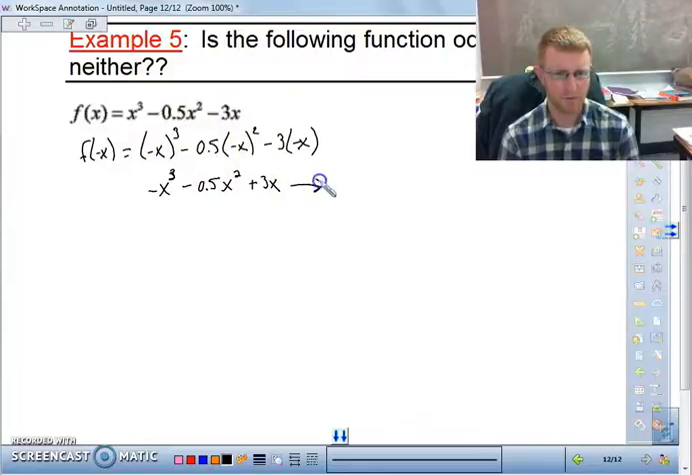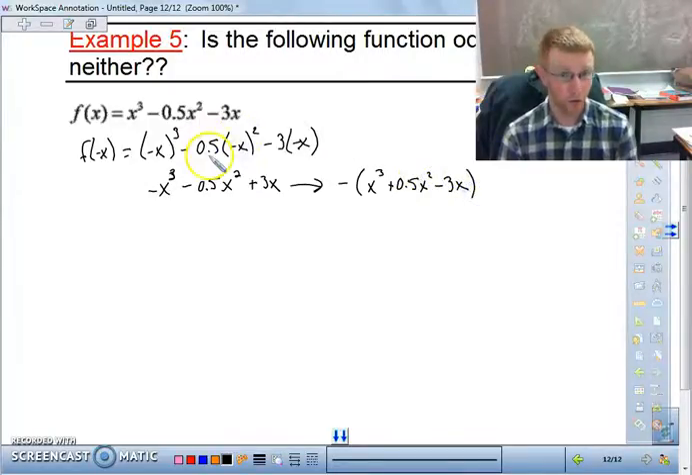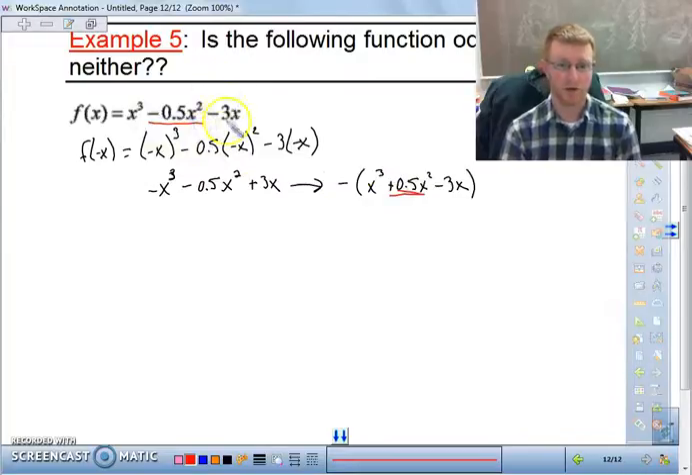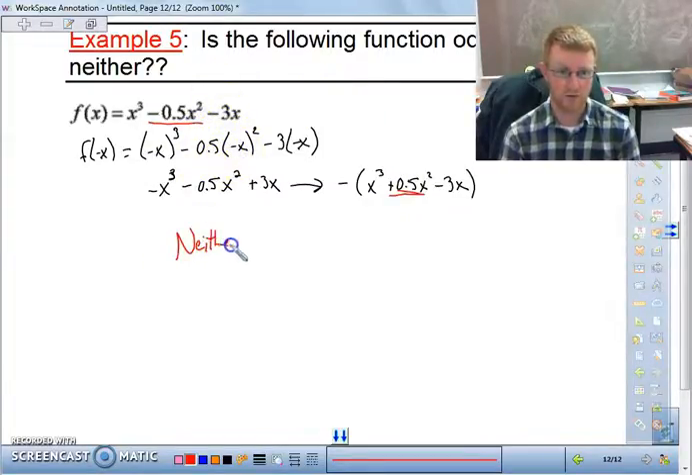But let's see what happens when we factor out the negative, if it ends up being negative, or if it's completely the opposite. So we pull out the negative and we end up with x to the third plus 0.5x squared minus 3x. So you can see it's almost the same, but it's not completely the same because this middle term is not the same as this middle term. So in this case, it's not even or odd. So in this case, we would just say it's neither.